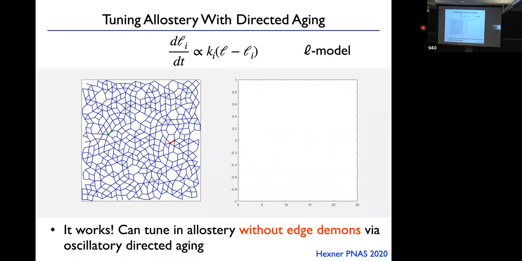Allosteric is not a bulk property, whereas the Poisson ratio is. The Poisson ratio is a bulk property. That's right. So allosteric is a collective property, but not a bulk property. So here's tuning allosteric while driving while aging.